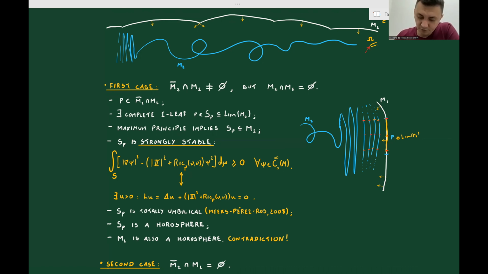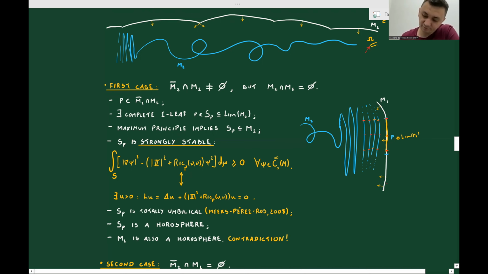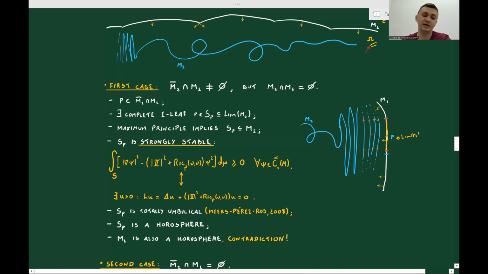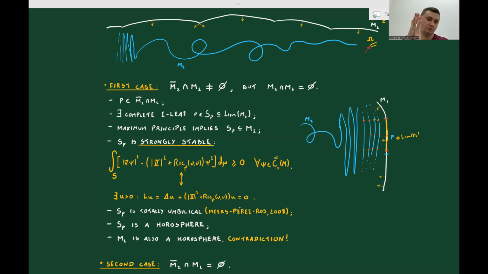But moreover, we know that since M2 is inside the mean convex component, which we call omega, and these disks are converging to the point in the limit set which lies inside M1 by assumption, by the maximum principle we can say that this limit leaf S lies inside M1. It's just a little simple application of the maximum principle.